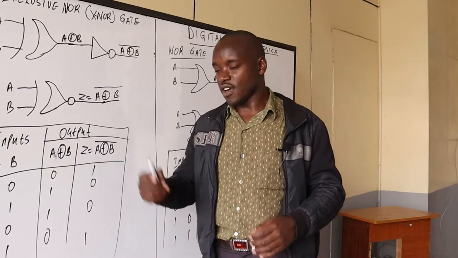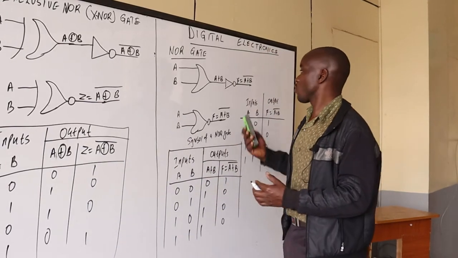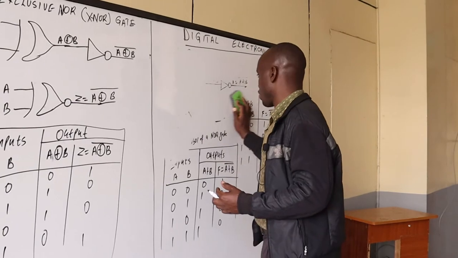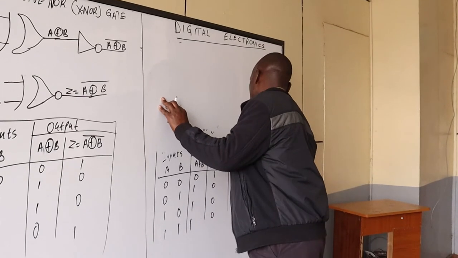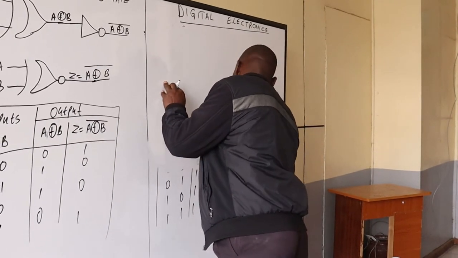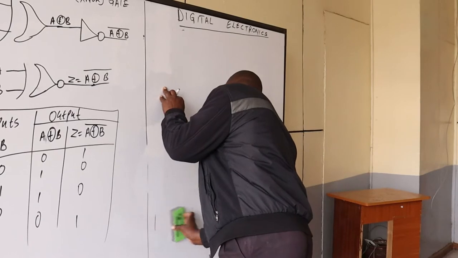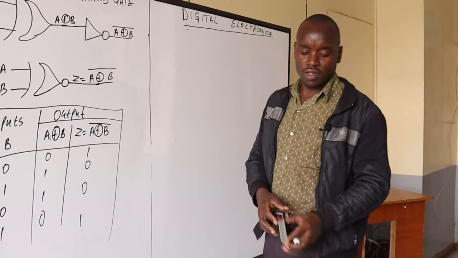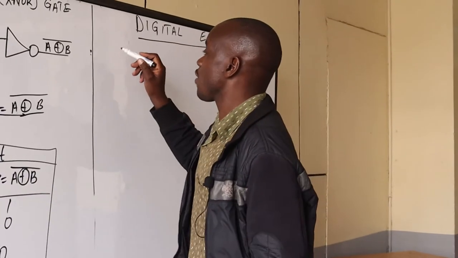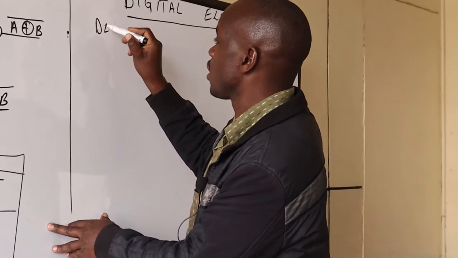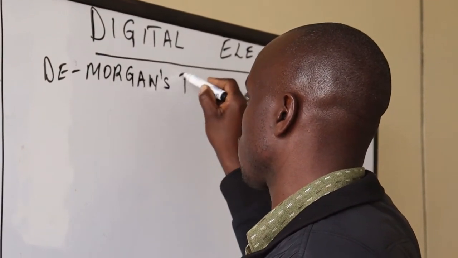So I want us to talk about the universal gates, and then we try to implement those gates from there so that we see what happens. But before we talk about universal gates, there is a guy whom I want to use to implement other gates using the two gates, more so the NAND and the NOR, because they are the two most universal gates. So remember, there are two laws which you want to apply, and the guy who brought them is by the name De Morgan. So we talk about De Morgan's theorems, and there are only two.